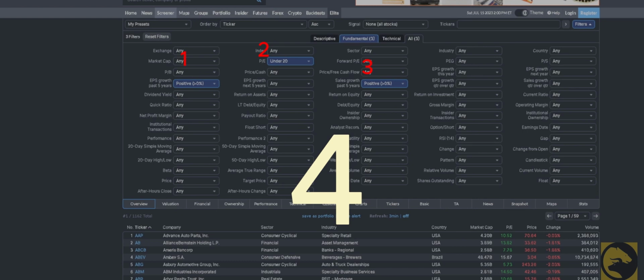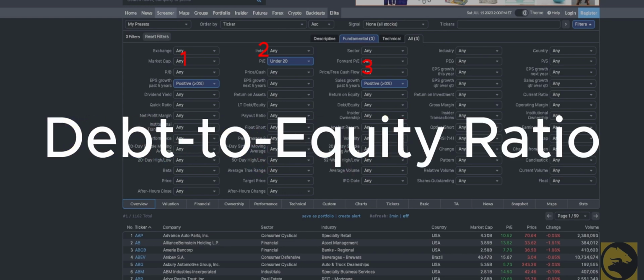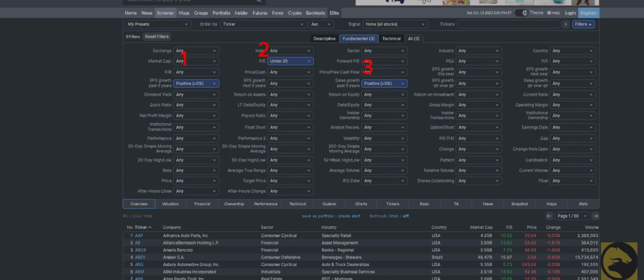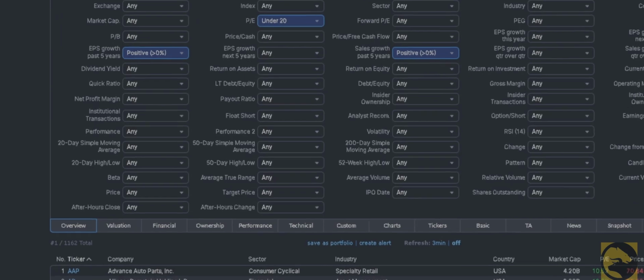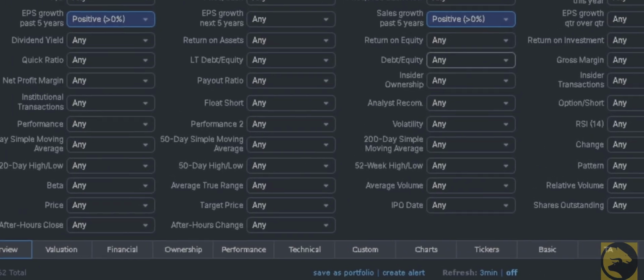This ratio measures a company's financial leverage. A lower debt to equity ratio generally indicates a healthier financial position. Compare the ratio to industry peers and ensure the company's debt level is reasonable. So for this, we go to Finviz again, and here we're going to choose the debt to equity ratio tab.